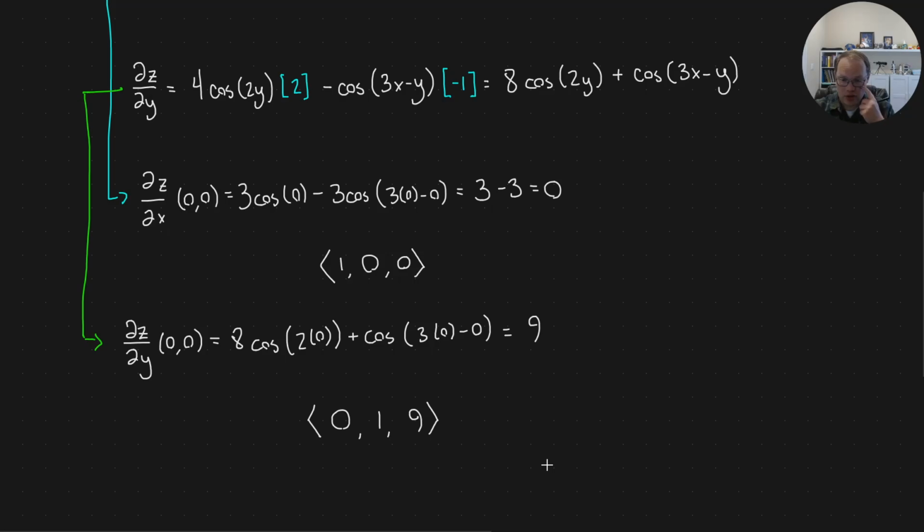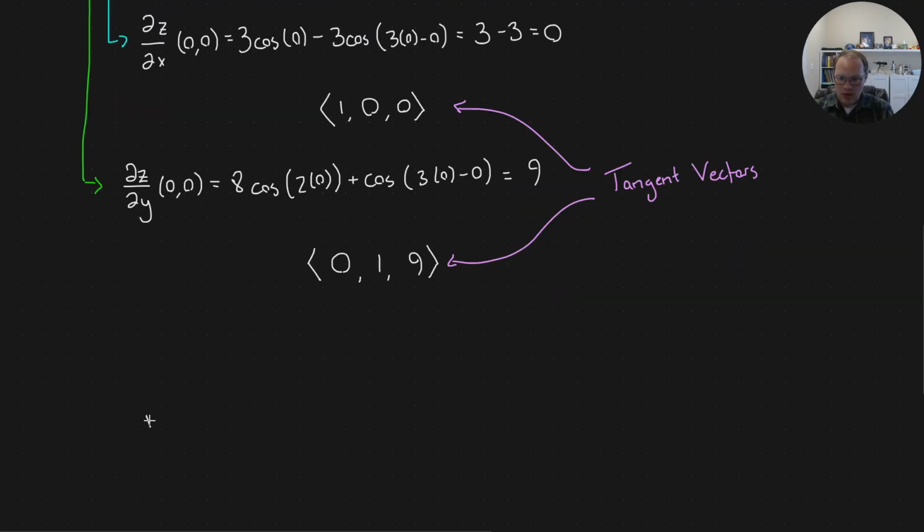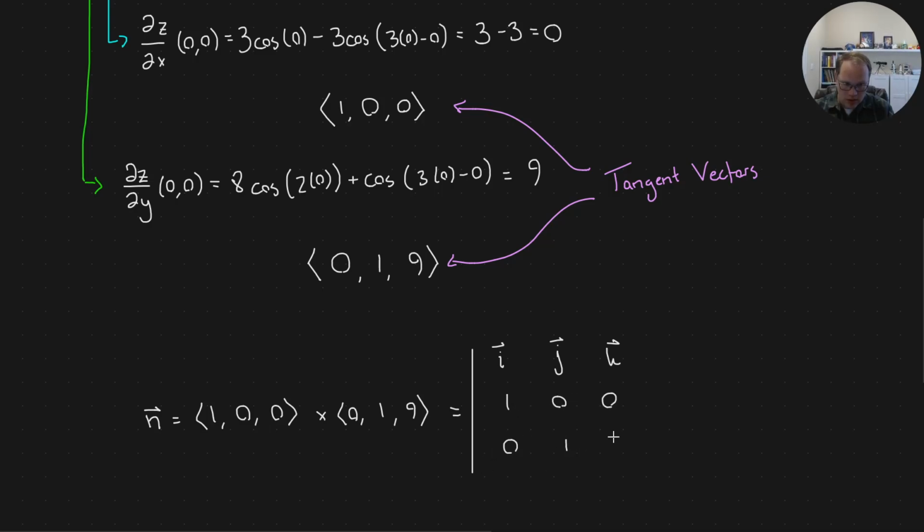And I'm not changing at all in the x direction because I'm holding x fixed. So these here are my tangent vectors. There are 2 vectors that are parallel to the plane, so if I take their cross product, I will get a vector normal to the plane. So my vector normal to the plane is going to be 1, 0, 0 cross 0, 1, 9.